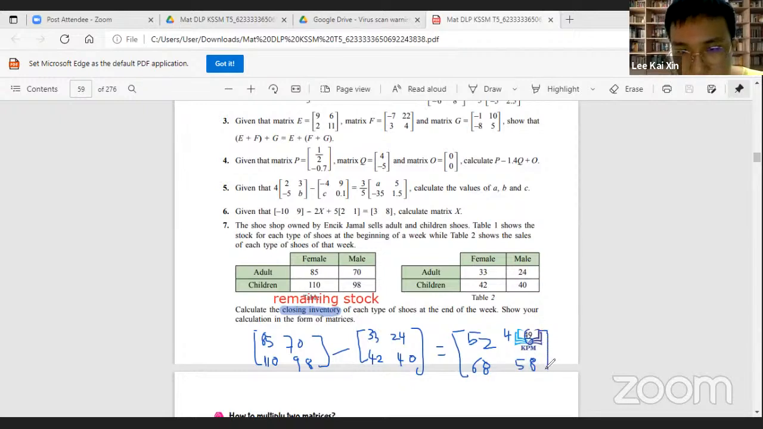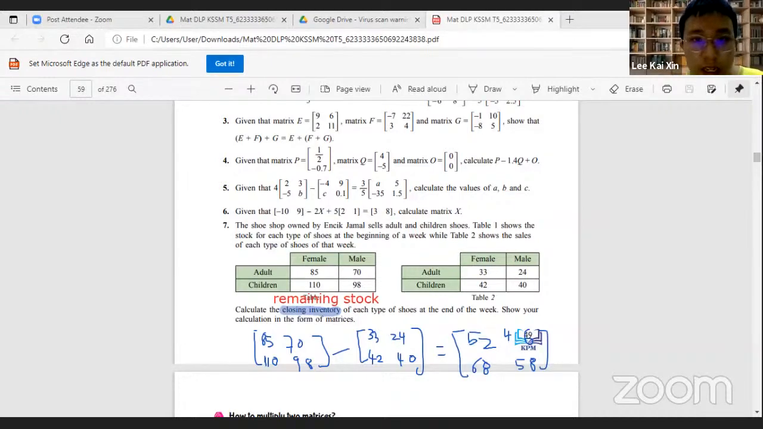So the closing inventory, or the remaining stock, for female adult. In the end, you should write: the closing inventory of the remaining stock for female adult is 52. Male is 46. Female children is 68, the remaining stock. And male children is 58.